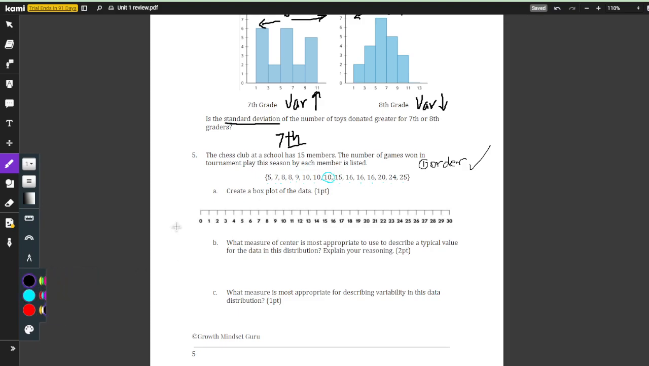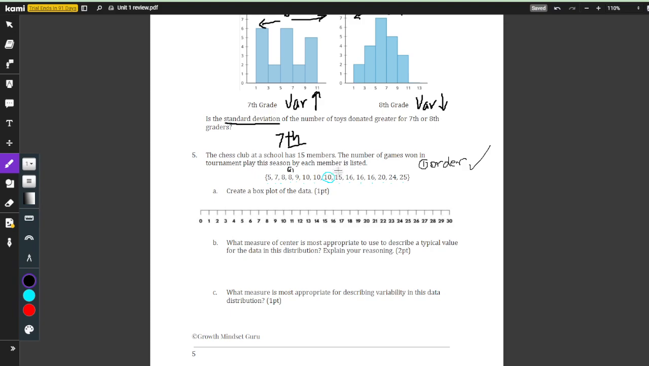Box plots are always medians and IQRs. Okay? So be careful of that. So we have our median here. Now to find Q1, we take everything on the other side of this 10, not including that. So we have 1, 2, 3, 4, 5, 6, 7. We know the answer is going to be in one of these. We cross out the ones on the outside until we find the middle. In this case, our Q1 is going to be 8.